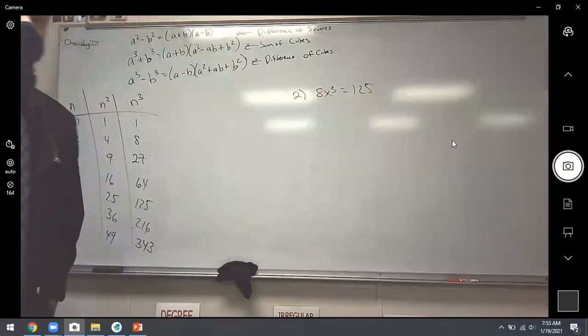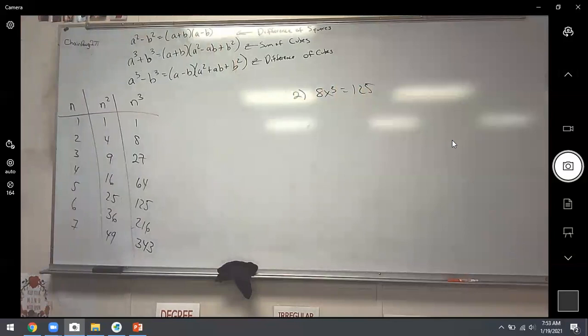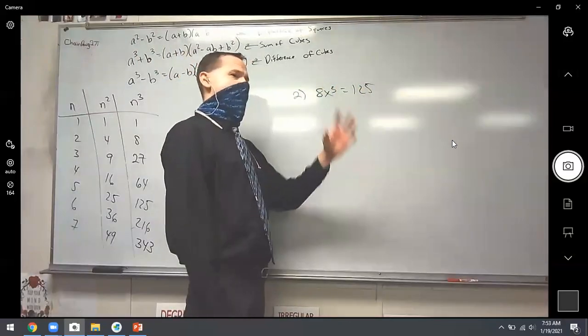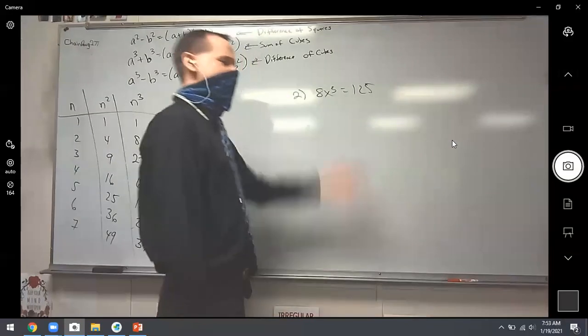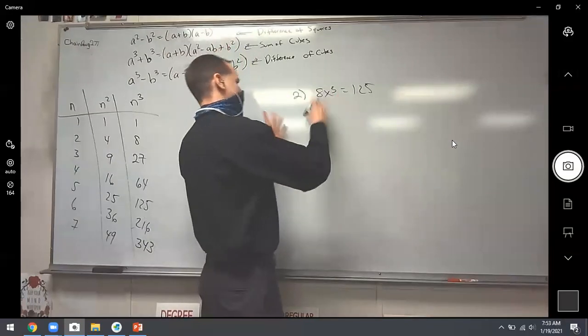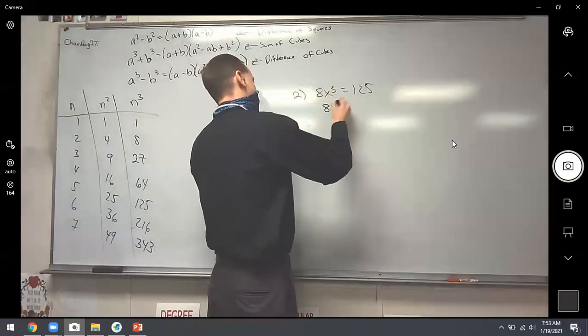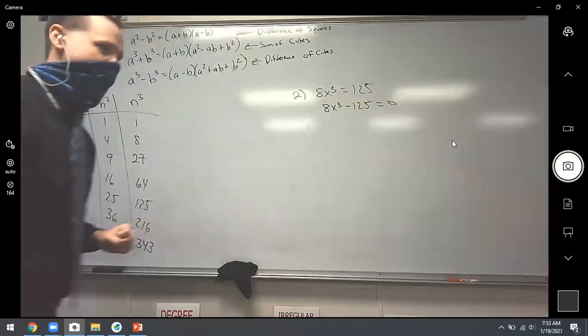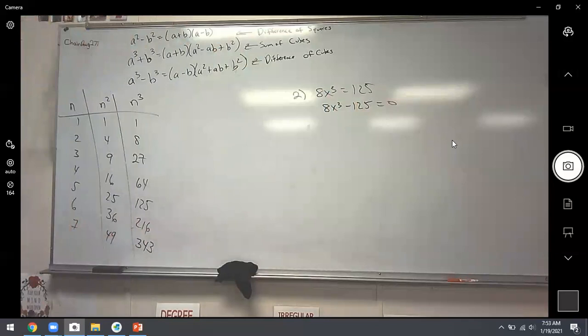We got 8x cubed equals 125. Your strategy in general should always be, for any polynomial, to set it equal to 0. Just like quadratic. You want to use quadratic formula, you got to set it equal to 0. Same thing here. So it's tempting to maybe just do something right off the bat, but no. Let's set it equal to 0 and reassess. Maybe there's something in our toolbox to factor this thing.